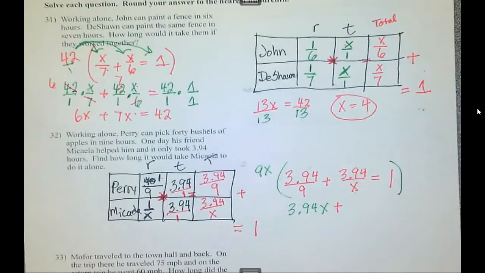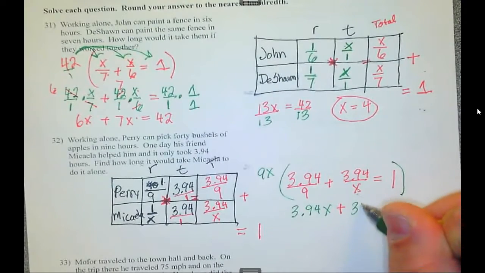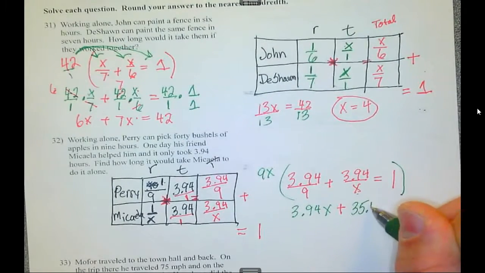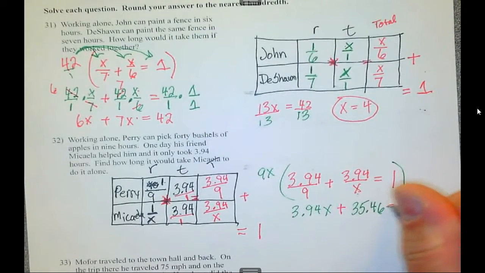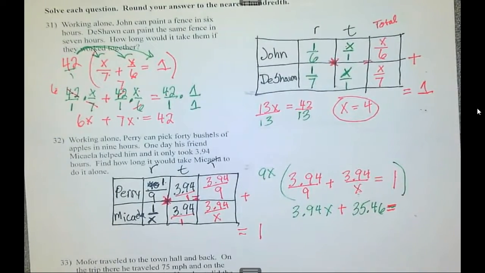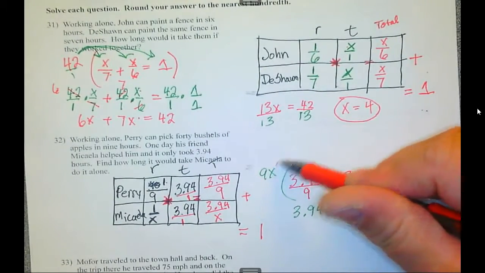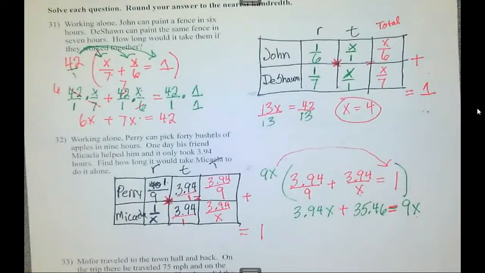Okay, 3.94 times 9, I get 35.46. Now, be careful here. What's a big mistake that usually happens here? People will just put the 1 there. Don't forget to multiply the 9x times the 1. 9x. Okay, solve for x.